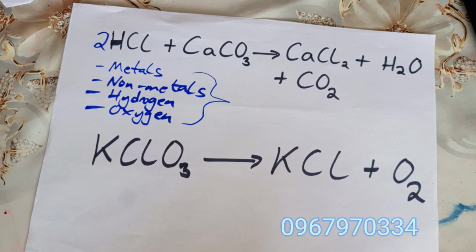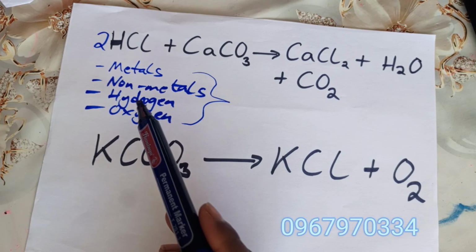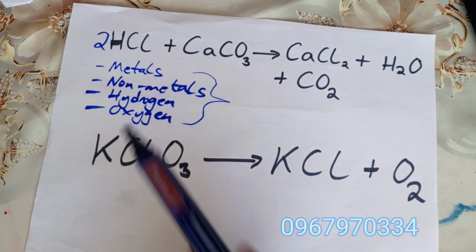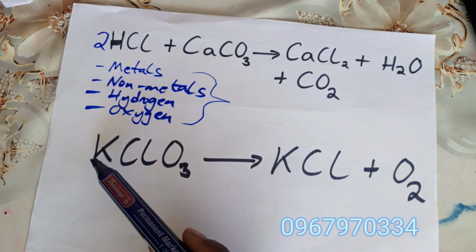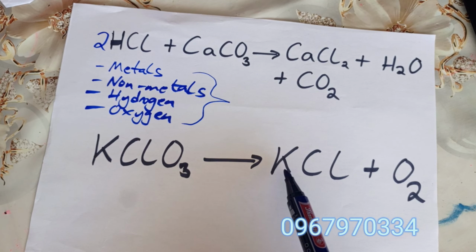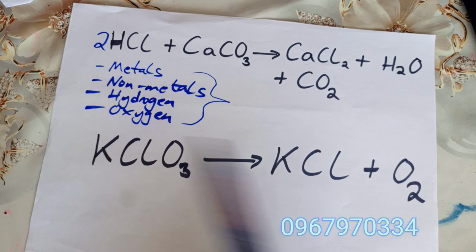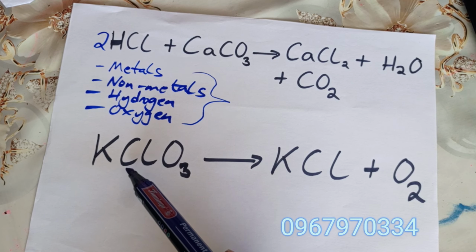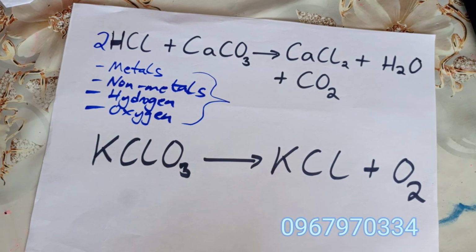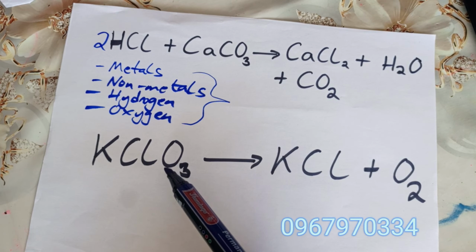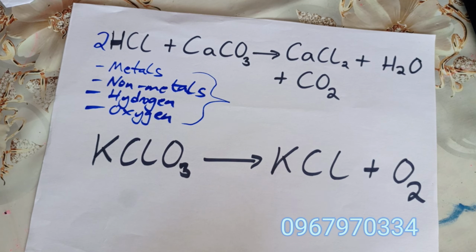So when we come to the other equation, again we're going to follow the same rules. We start with the metal atoms, then the non-metals, and then hydrogen, and then lastly oxygen. So potassium and chlorine are balanced. You have 1 on each side. Chlorine, you have 1 on each side as well. But when you look at oxygen, we have 3 here, we have 2 here.